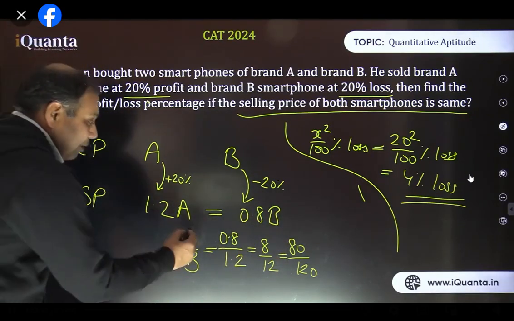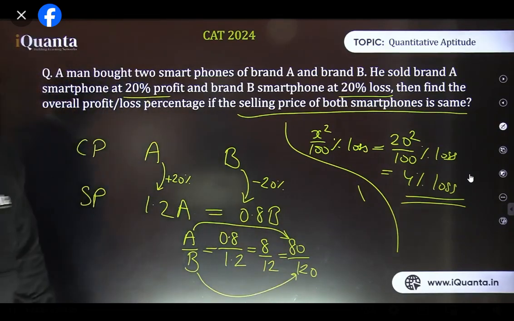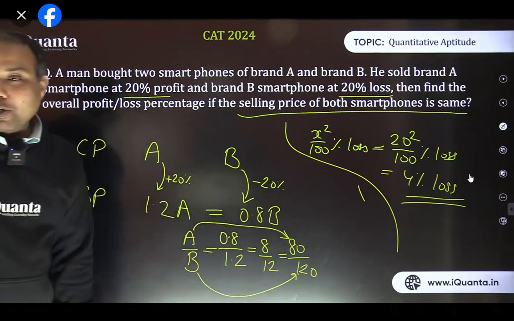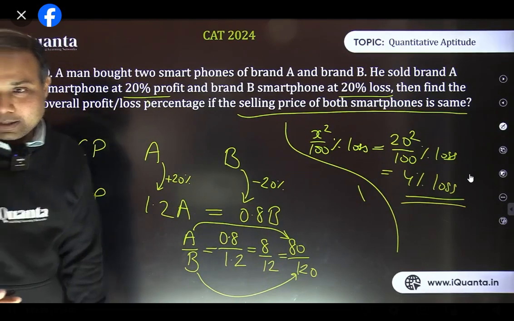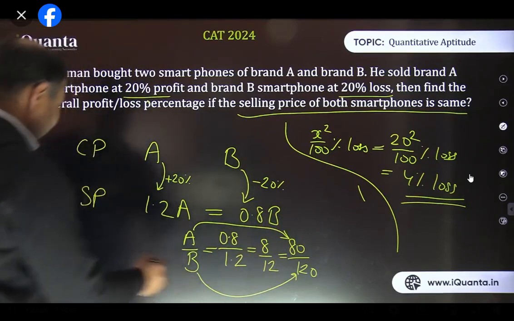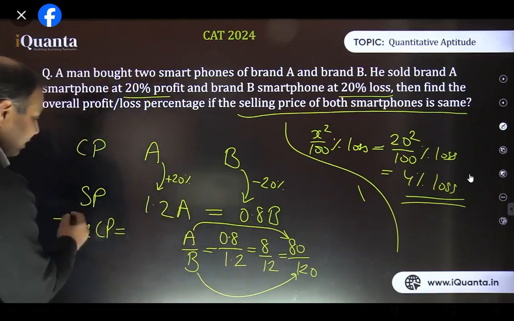Okay? Now, what do I get? So if cost price of A is 80, then cost price of B is 120. Is it fine? Okay. Now, what is the total cost price? Let me write here. What is the total cost price? 80 plus 120. That is 200.